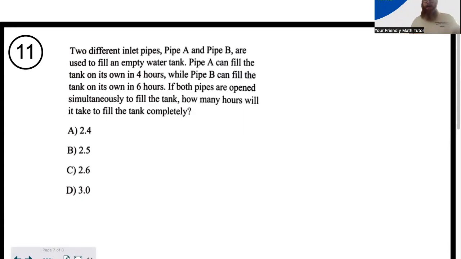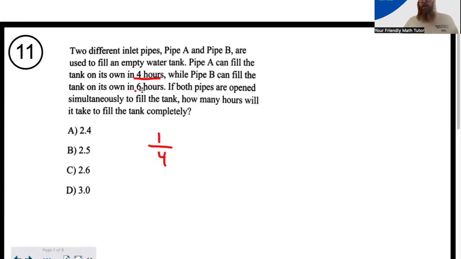So the way I want to think about this is, if it takes pipe A 4 hours to fill it on its own, what I really want to think about is during that first hour, what fraction of it will be filled. All right. So if it takes 4 hours to fill the whole thing, then in the first hour, it's going to be 1/4 filled.